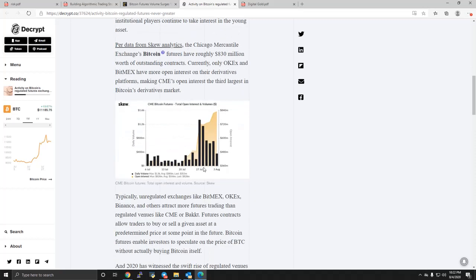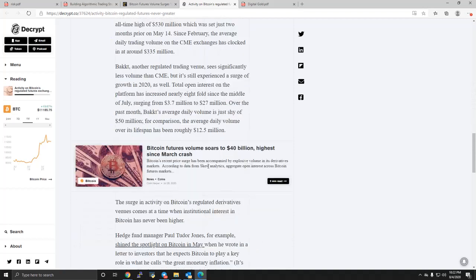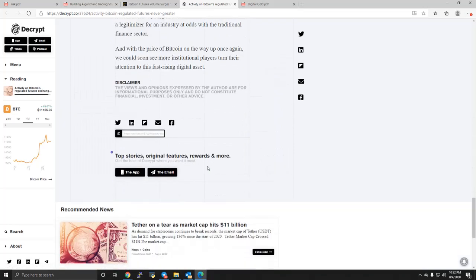So that's very interesting. And then you see just a quick blurb down here. Typically, unregulated exchanges often attract more futures trading volume, and this has traditionally been true in digital assets. Digital assets really came to life on unregulated exchanges, and now we're really starting to see the regulated venues, notably CME backed, starting to come into play across the spectrum. So I think that's an interesting look at the market.